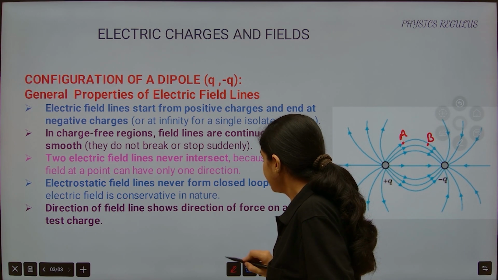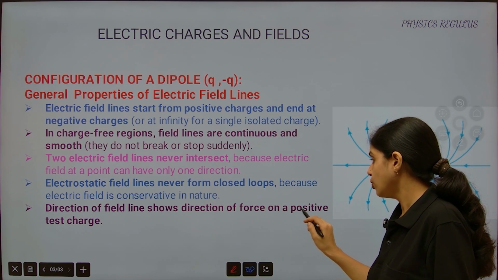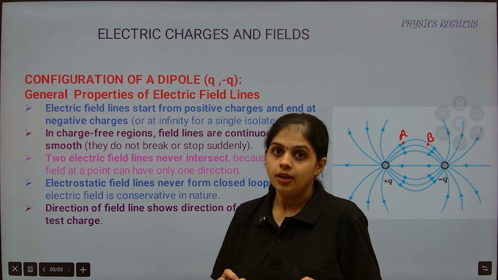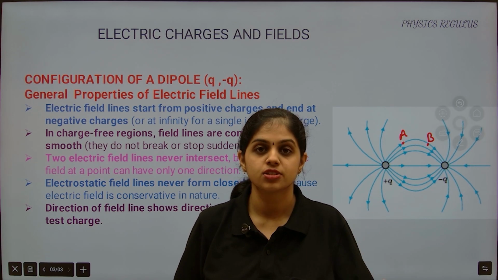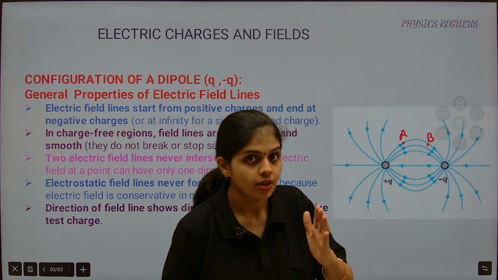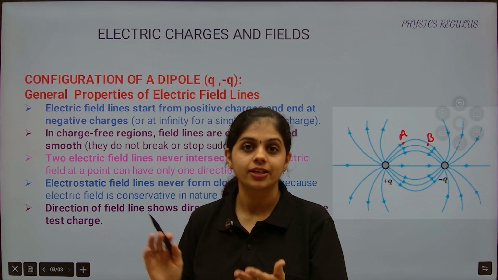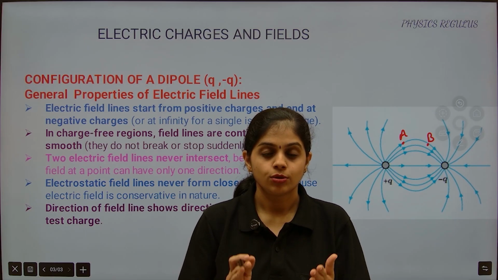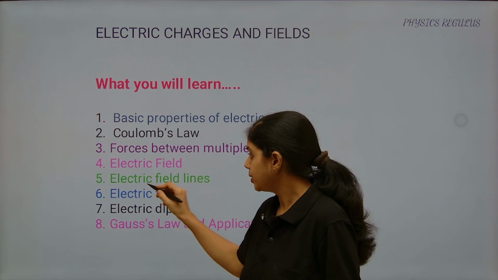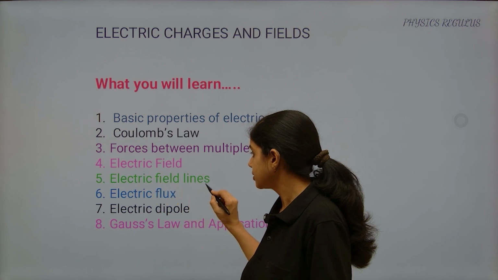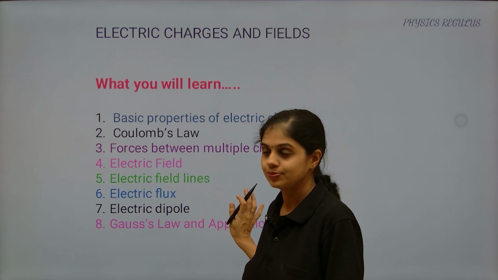Next property, direction of field line shows direction of force on positive test charges. In which direction a unit positive test charge experiences force, that is the direction shown by the electric field line. These are the properties of electric field lines due to dipole. We have already completed up to electric field lines. Next topic in this chapter is electric flux.